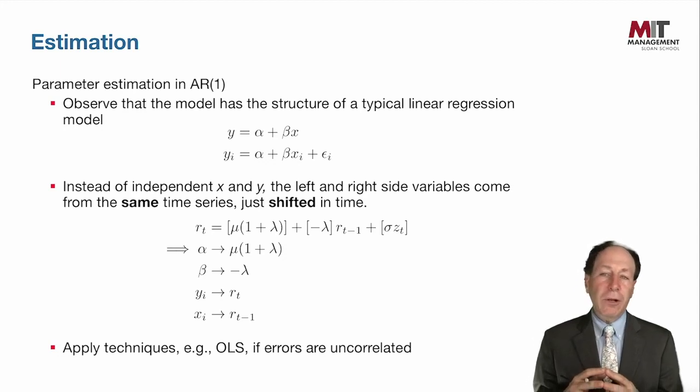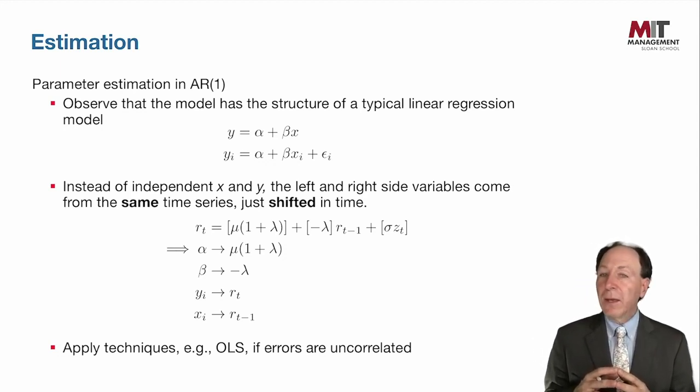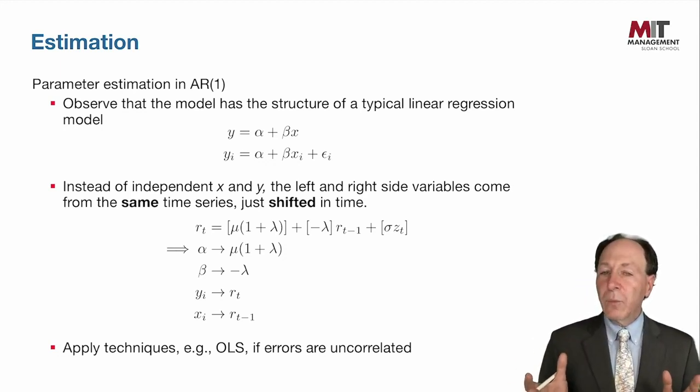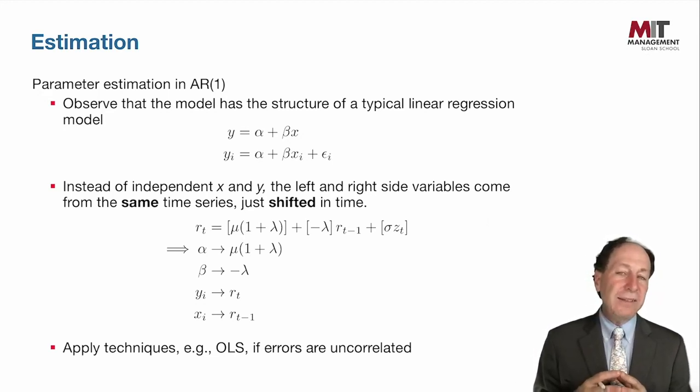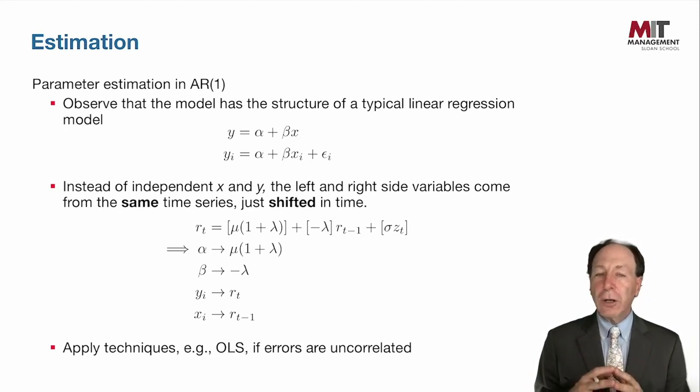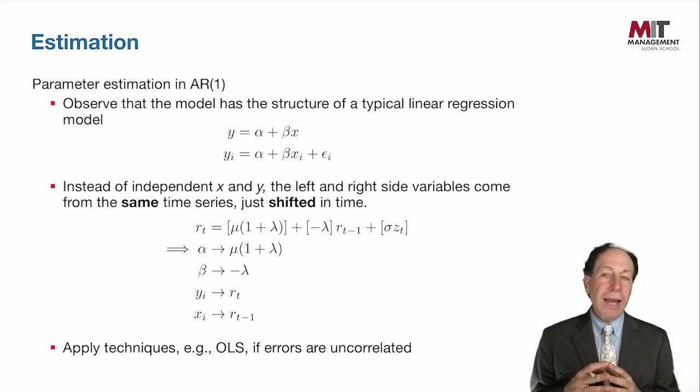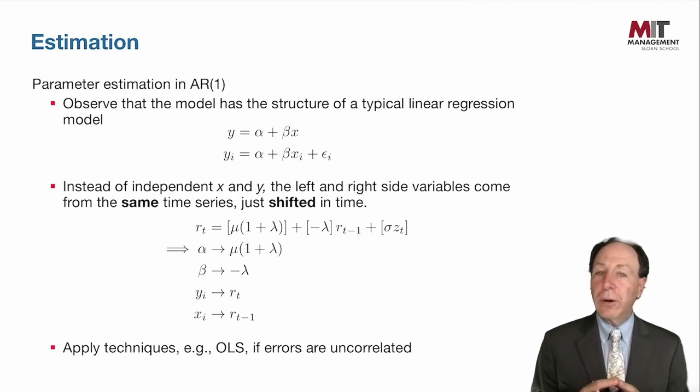So how do we do parameter estimation in AR1? Well, AR1, we have a structure. We have 3 parameters. We have mu, lambda, and sigma. And what we want to recognize is that it really has the structure of a typical linear regression model, and we can find its parameters using ordinary least squares.